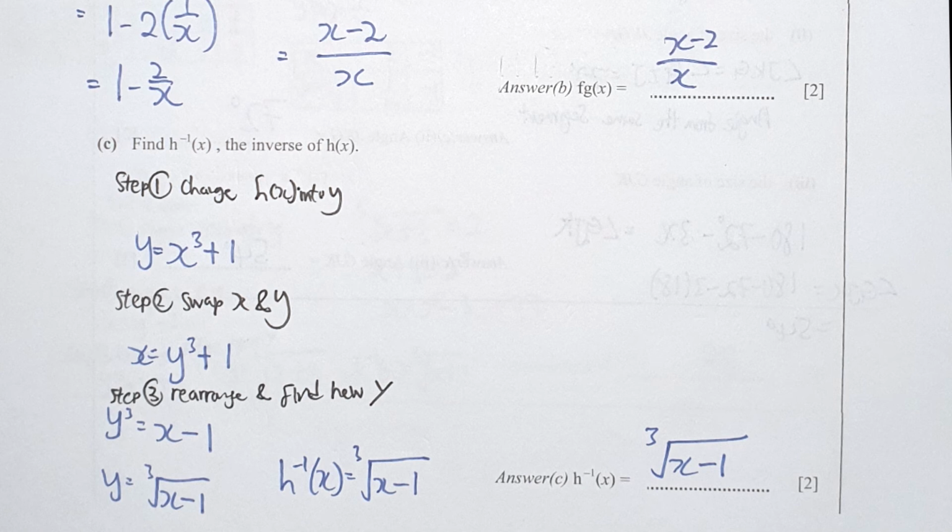As for section C, pretty straightforward. This one, I have a 3-step formula. First one is to change the h(x) into y. So we now have y equals x cubed plus 1. Then step 2 here, swap x and y. You now have x equals y cubed plus 1. Step 3 is to rearrange and find your new y. The new y here will actually be the inverse of function h. So after the conversion, you will get h inverse equals the cube root of x minus 1.